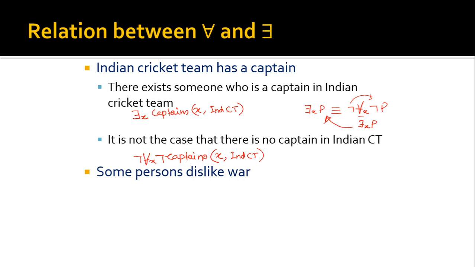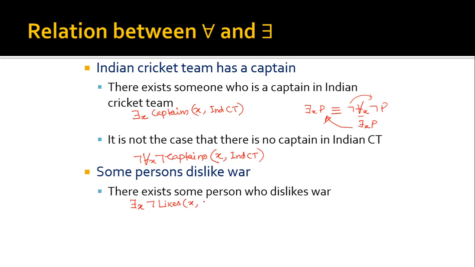Now the fourth one, or the last one, concerning the relation between these quantifiers, is: some persons dislike war, right? So what is the first way we can say this? There exists some person who dislikes war. So how do we write that in first order logic? We say there exists someone who dislikes war, so not likes x war, right?